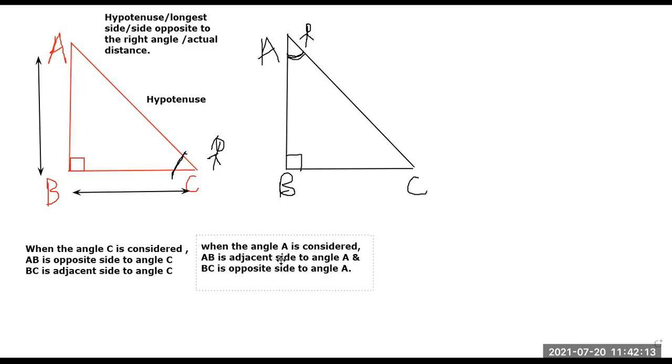Look at these two. When angle C is considered, AB and BC are at the same place, but their names are changed. AB is opposite for angle C, but the same AB is adjacent for angle A. BC is adjacent to angle C, but in the second scenario, BC is opposite to angle A. So now I hope you have an idea of how the names of these two perpendicular sides change. I hope you have understood it now. Tell me, how do they change?